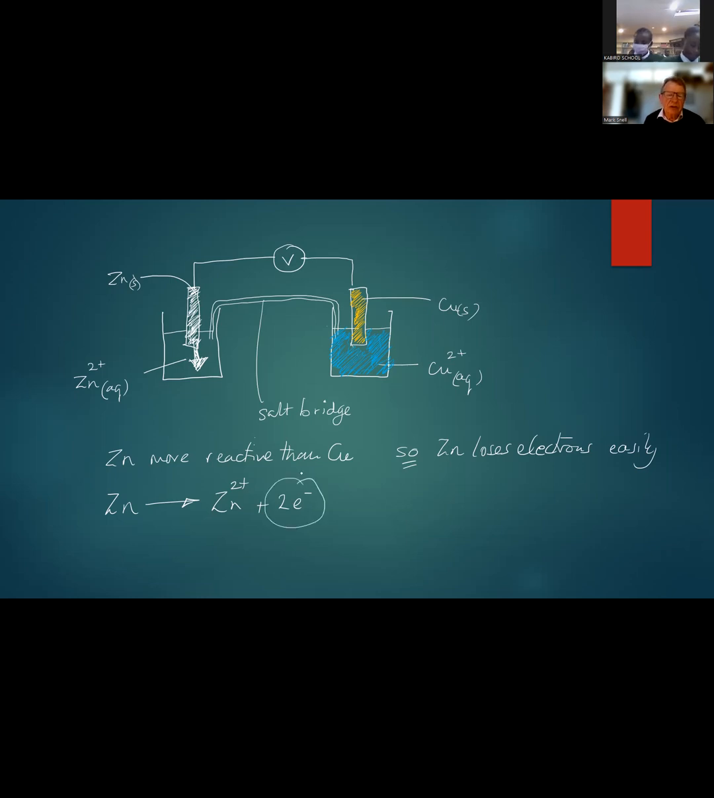And the electrons go round the outside, along here, through here, into here. And here, the copper ions pick up the electrons and turn into copper. Okay, the copper ions turn into copper. So the solid zinc dissolves and the copper comes out of solution. Now then we can put that together into what we call cell notation.